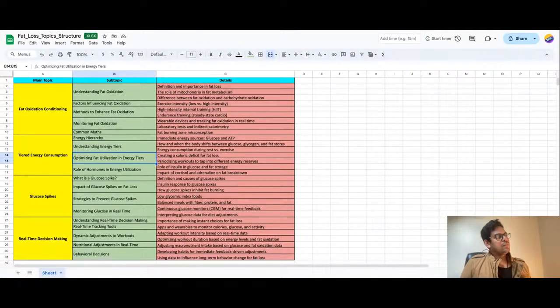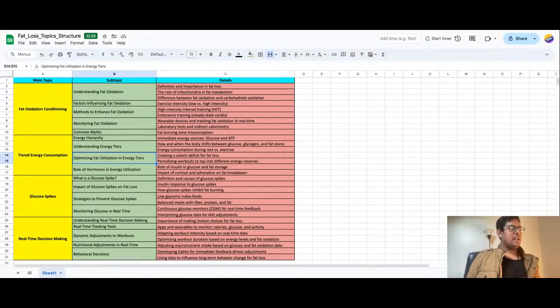So the fourth section we are here on is real-time decision making. Real-time decision making is about using instant feedback to guide your choices for fat loss. Whether it's body signals or data from wearables, making adjustments in the moment can lead to better results. You can use different tracking tools: apps, wearables, and continuous glucose monitors, which provide real-time feedback on calories, glucose levels, and physical activity. A heart rate monitor can help you stay in the optimal fat burning zone.